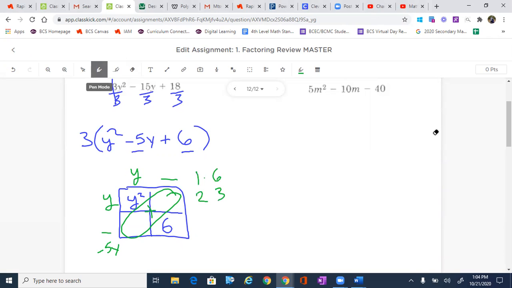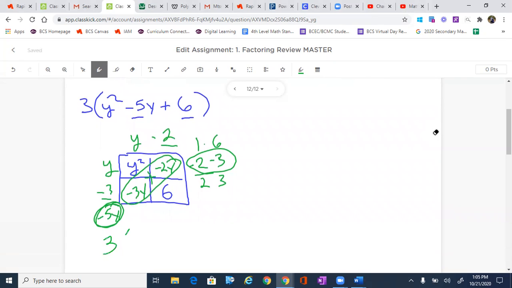And what I'm going to look for is, can I get them to multiply to 6 and add to a negative 5y. In order to do that, they have to multiply to a positive 6. So that means they could be both negative or both positive, but they have to add to a negative 5y. So that tells me that they're probably both negative. Negative 2y and negative 3y. So this gives me y minus 2 and y minus 3. And so now that I've got that factored, I would say 3 parentheses y minus 3 and y minus 2.